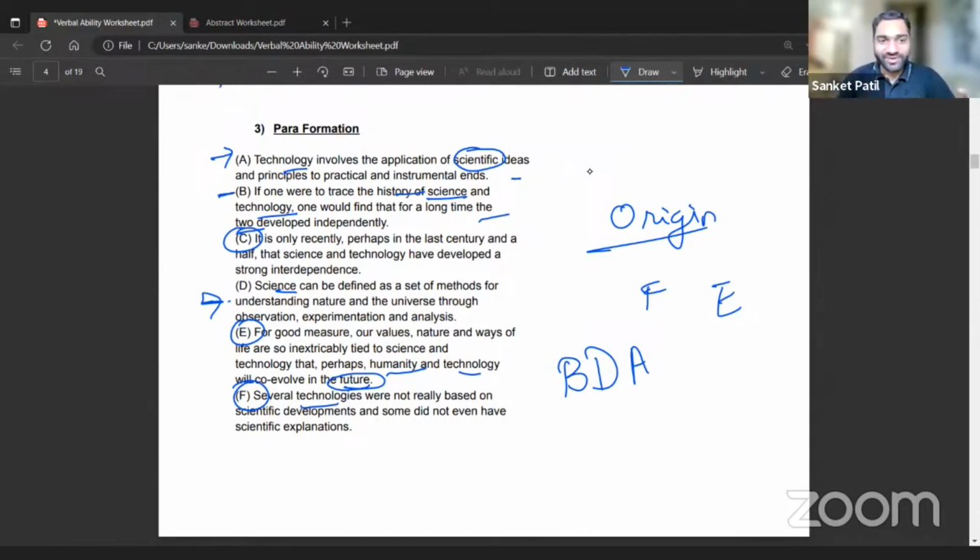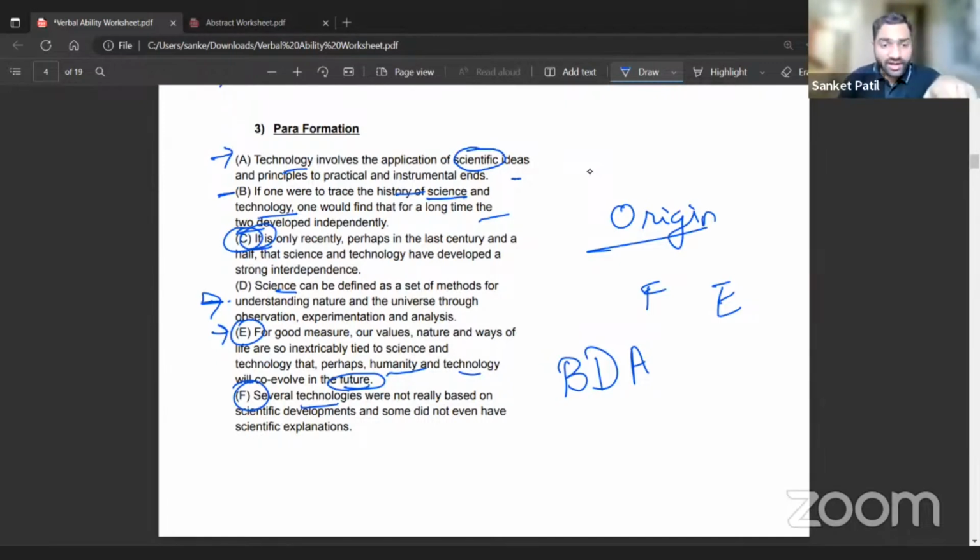Okay. So we have B, D, A. Now let's see what we can put. BDA हो गया, F C. Okay, E तो last में रखते हैं, so E का हो गया. F और C में से decide कर लेते हैं. It's only recently. Okay, it is only recently. It refers to what exactly? Several technologies. Some did not have any scientific explanations.